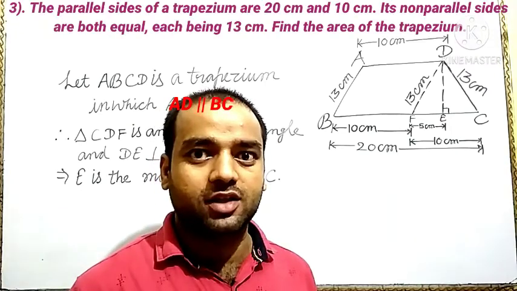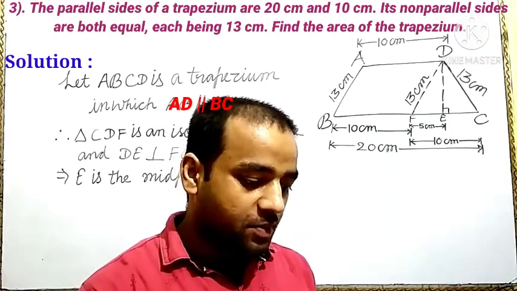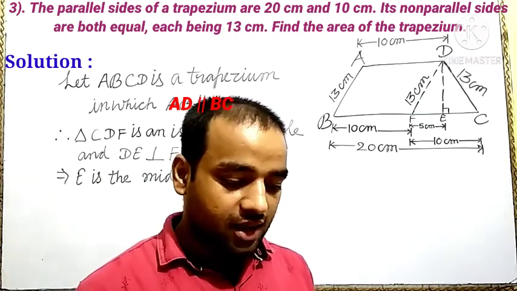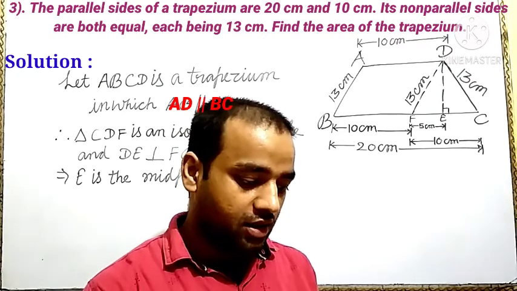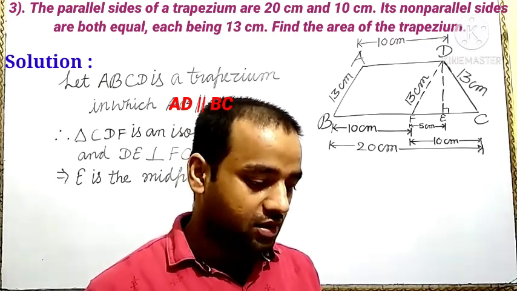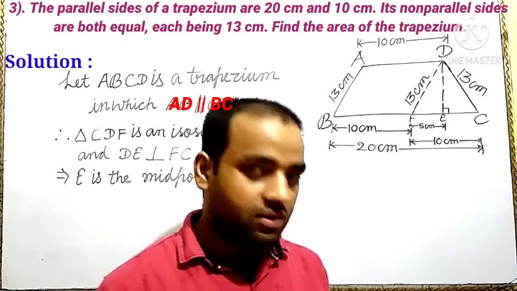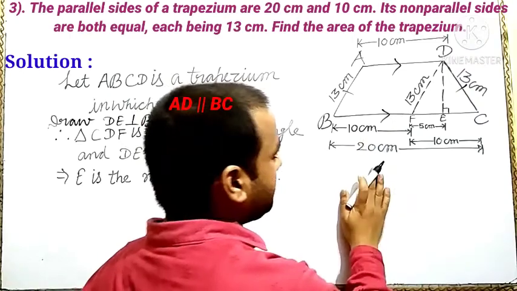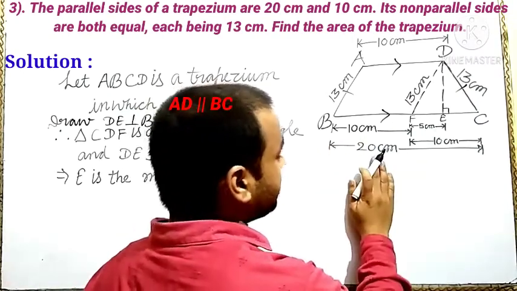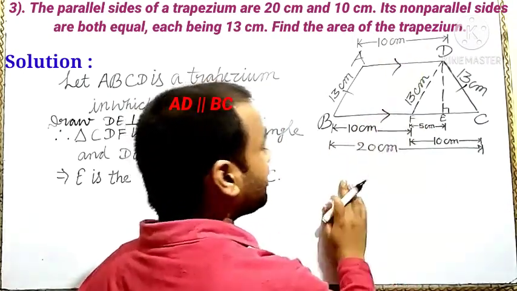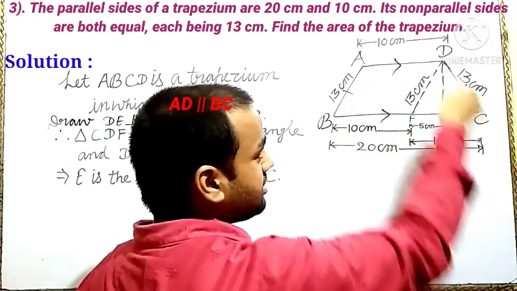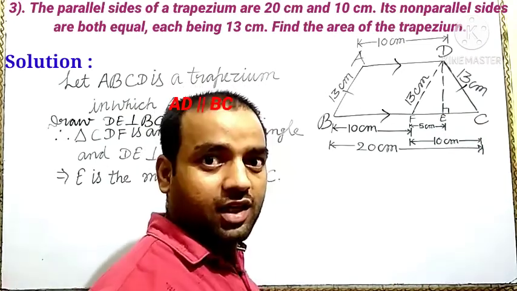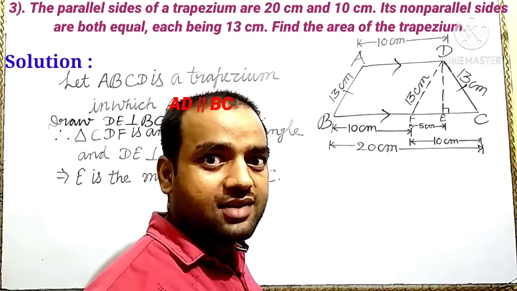In question number 3, the parallel sides of a trapezium are 20 centimeter and 10 centimeter. Its non-parallel sides are both equal, each being 13 centimeter. Find the area of the trapezium. Draw a trapezium ABCD. Parallel sides here given AD and BC. Value of BC 20 centimeter, AD 10 centimeter. Non-parallel sides here AB and CD. Given value 13 centimeter, 13 centimeter.